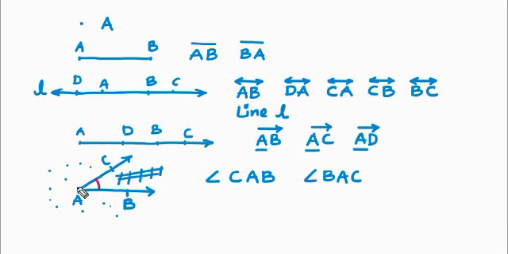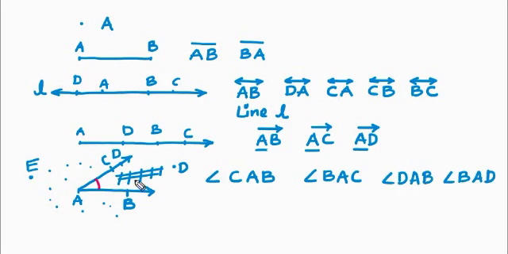So point C is on the angle. If I have point D here, then this point D is in the interior of the angle, and point E on this side is in the exterior of the angle. So in case of an angle, we have interior area, we have exterior area, and we have points which are on the angle. If I have another point D here, I can call this angle DAB or angle BAD.